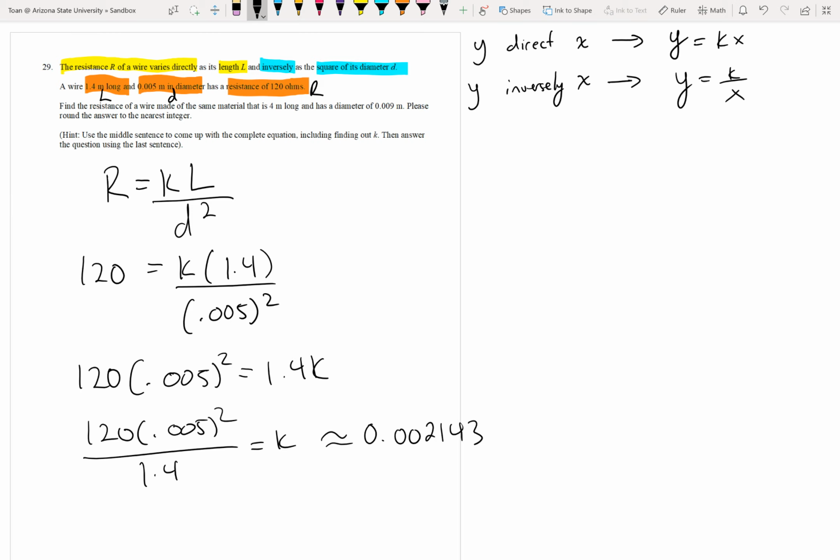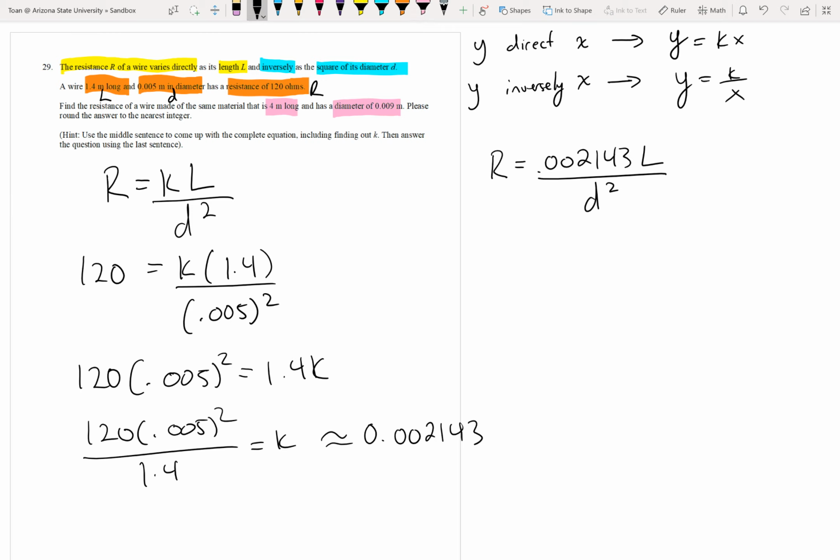So now you can build what I call a complete equation. A complete equation is the original proportionality with everything as variables except for k: R equals k times L over d squared. Now typically they're going to give you another set of information. Here we can see that they give us same material, 4 meters long, and has this diameter. And it asks us to find the resistance.